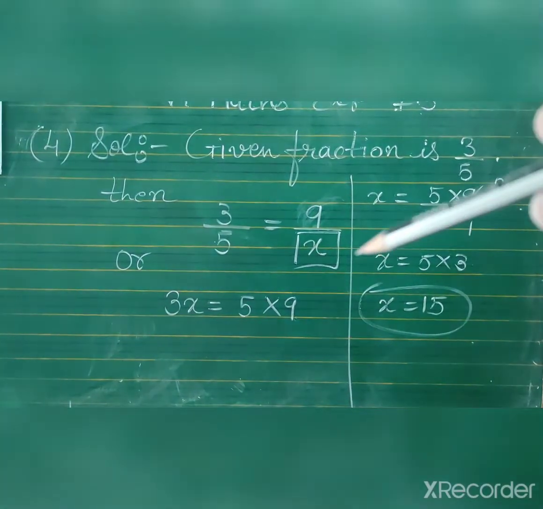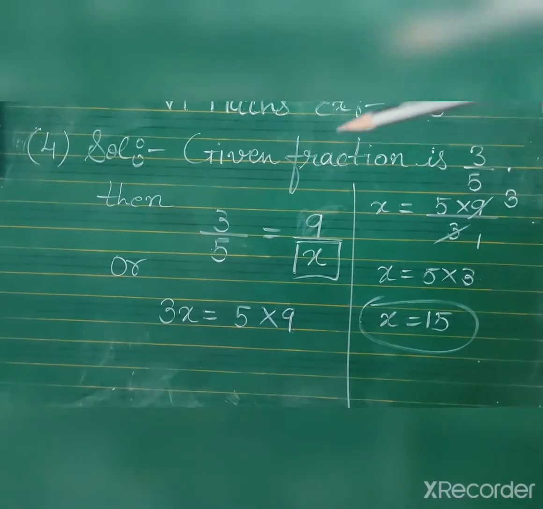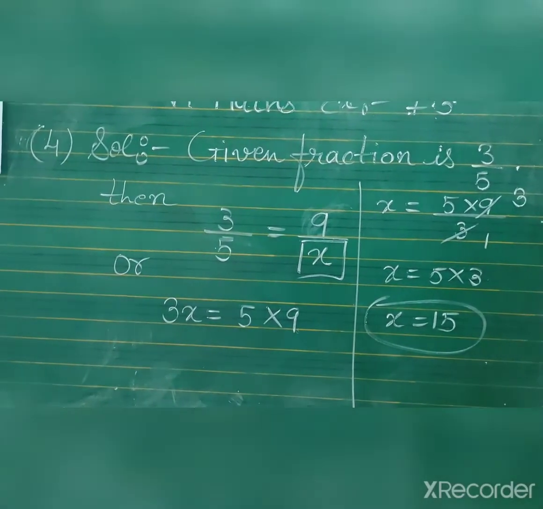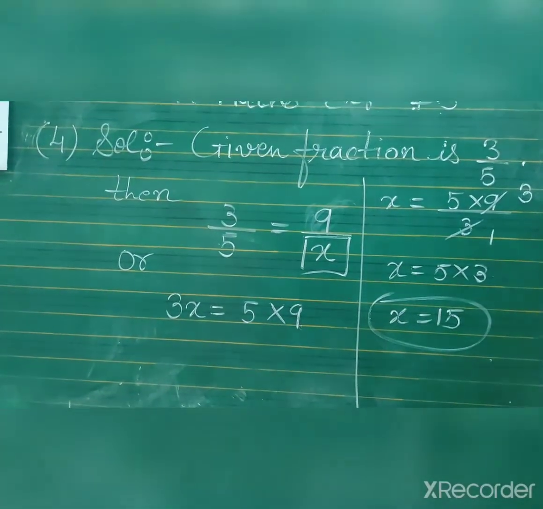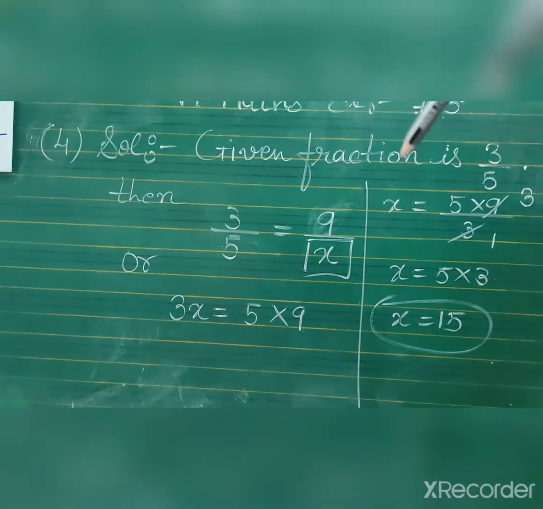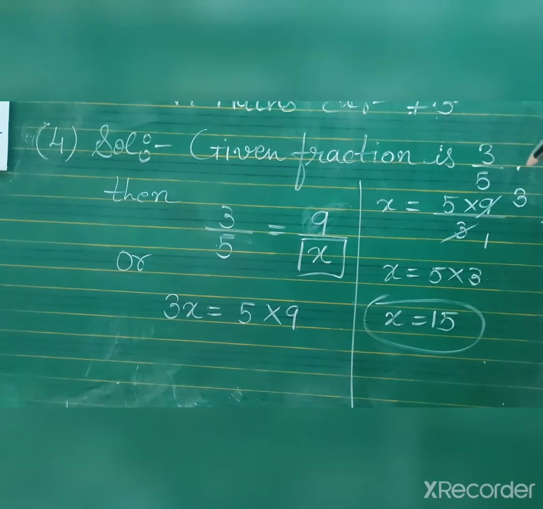Now we will calculate the equivalent fraction of 3 upon 5 whose numerator is 9. First we will calculate the denominator because we don't know it. So 3 upon 5 equals 9 upon the denominator we don't know, so we will write x. Now cross multiplication, because equivalent fractions are given, is always equal. So 3x equals 5 into 9. So x equals 5 into 9.